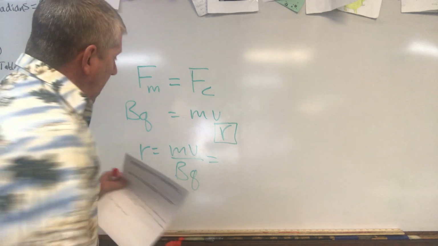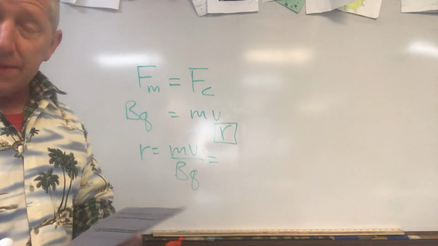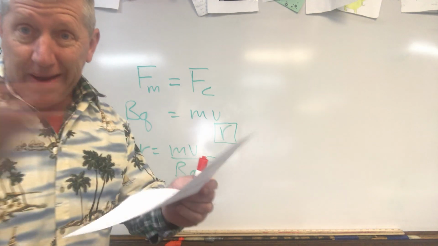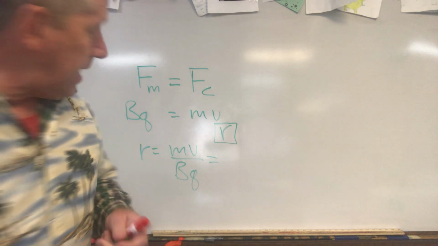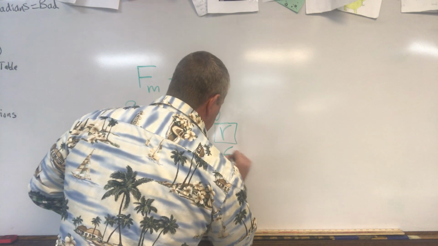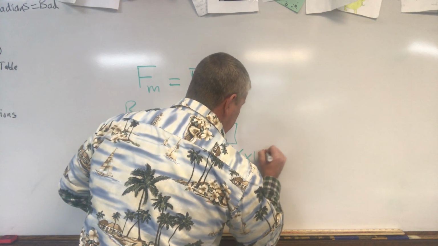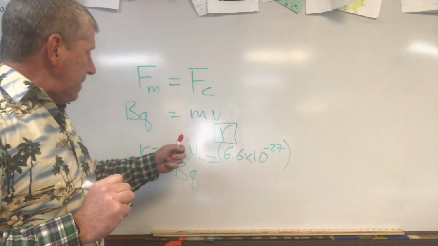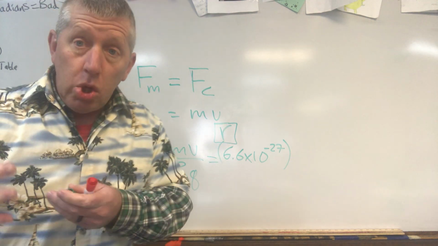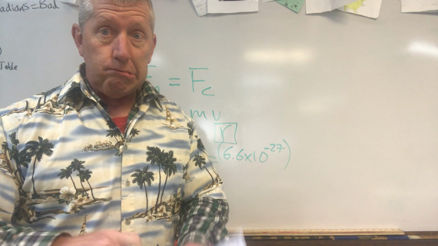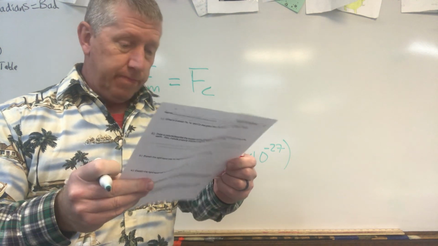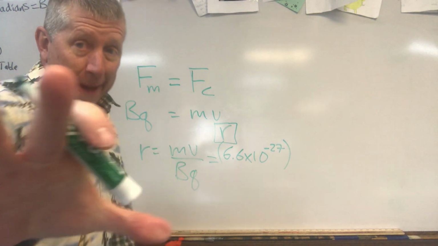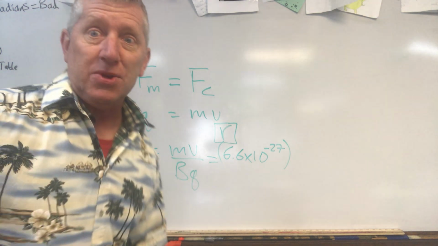What do you mean? Well, we know the mass of this thing. It was a helium atom, and it tells me the mass of it: 6.6 times 10 to the negative 27th kilograms. I need the velocity of this particle as it enters the field. I don't have it. No panicking. We're going to find it. That's why it's so awesome.